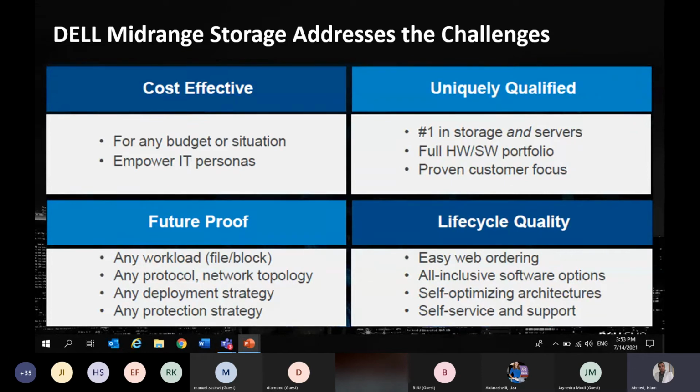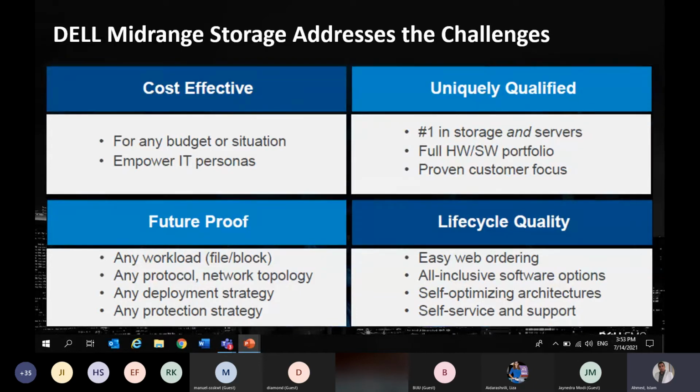The second challenge is faced by being uniquely qualified, because we are talking about the number one storage and server vendor in the world, with a full hardware and software portfolio and proven customer focus. They can also provide a future-proof product that can work with any workload, any protocol, any deployment strategy, any protection strategy.